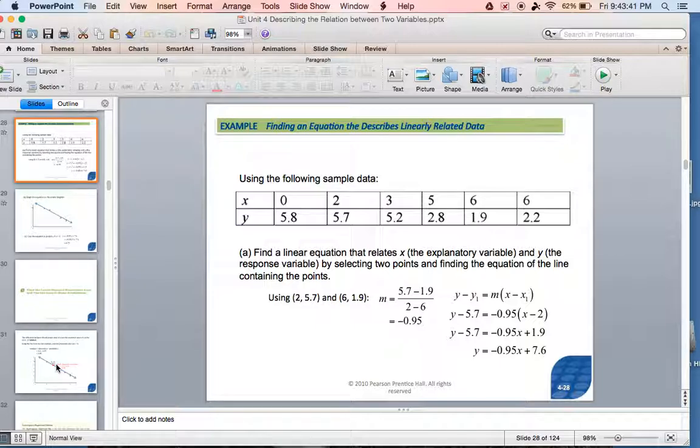Now, using your slope formula, y2 minus y1 over x2 minus x1, from this set of data we took the points (2.5, 7.2) and (6.1, 9.9). We took those 2 points, took the slope, found the y-intercept, and we came up with a line. But that's just using 2 of these points.